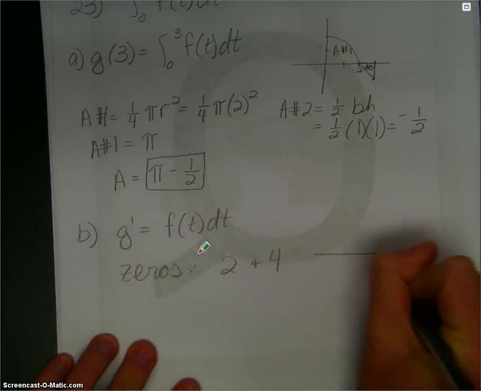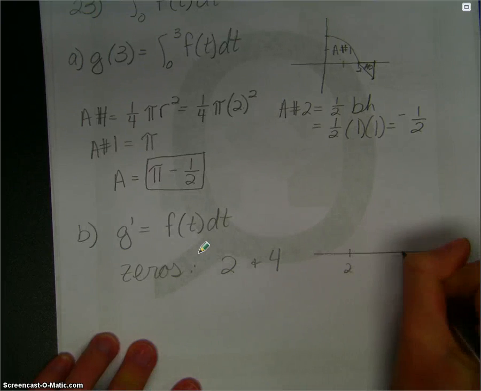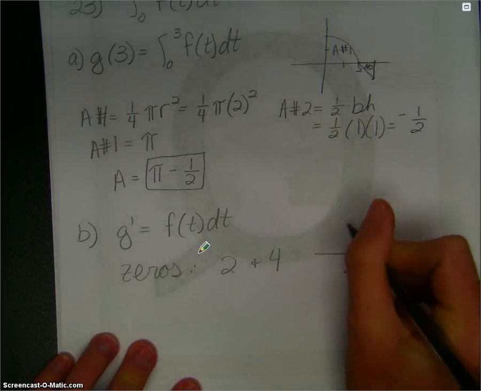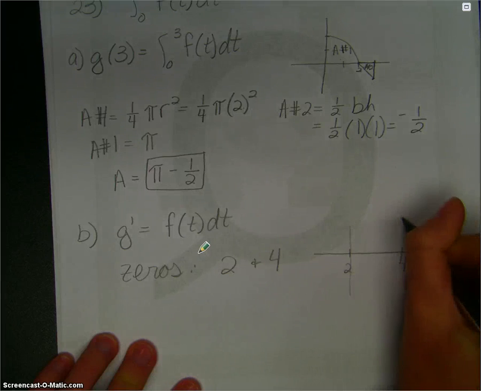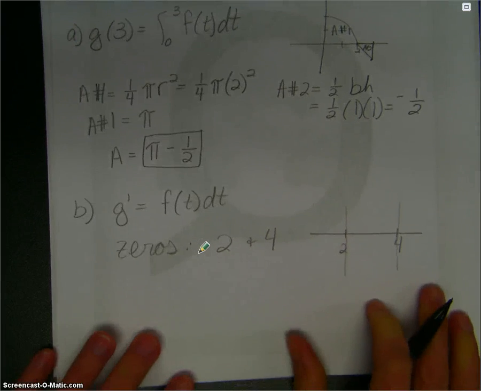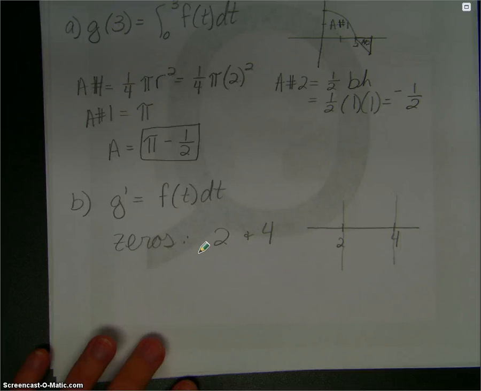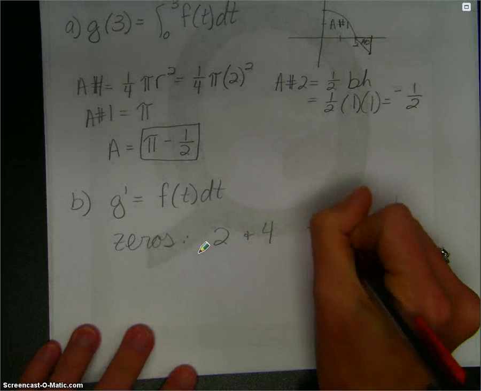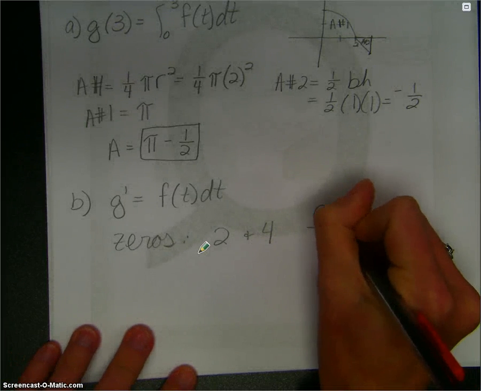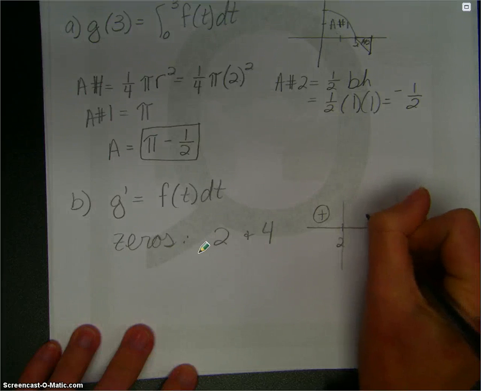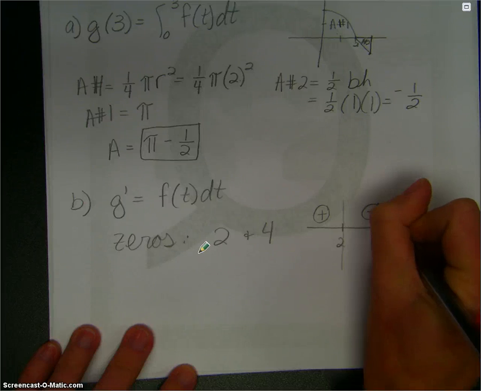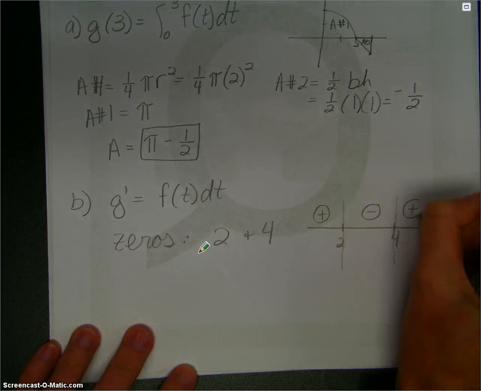So let's look at that just on a number line, 2 and 4. I have another one at -2, but I don't know what's happening on the other side of -2, so I don't want to talk about that one. Okay, so on this side of 2, I notice that my graph is positive, and on this side of 2, between 2 and 4 here, I notice that my graph is negative, and then above 4, my graph is positive again.